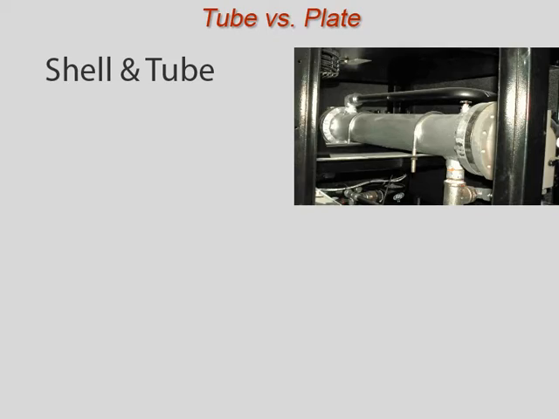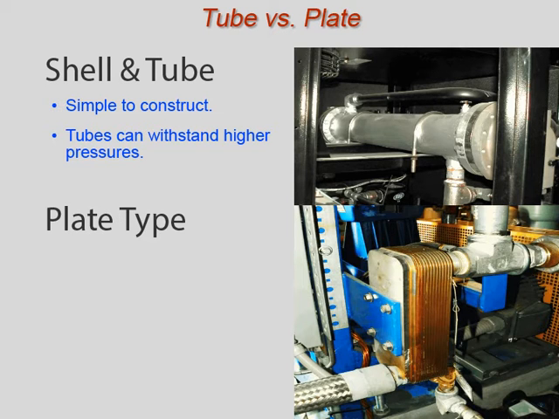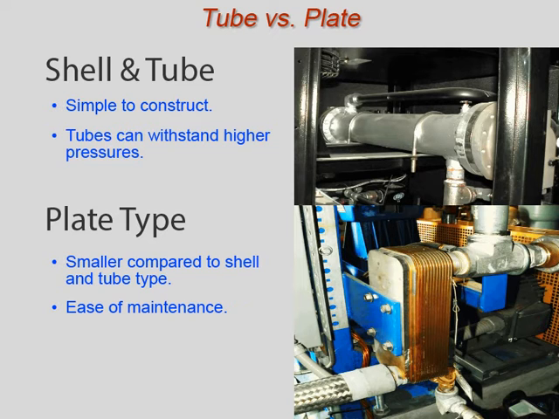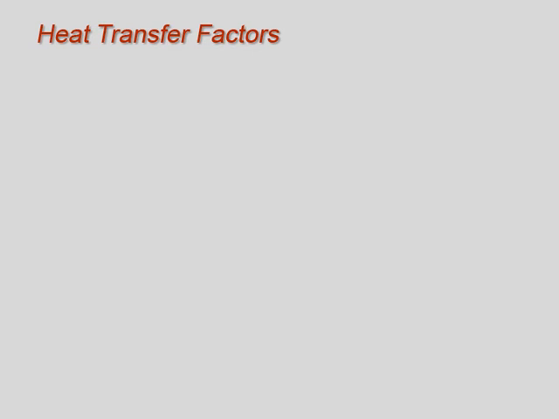Shell and tube heat exchangers still have two significant advantages over plate heat exchangers. They are simple to construct, and the tubes can withstand higher pressure than the flat, hollow plates can. The advantages of plate heat exchangers are small size and the ease of maintenance. A plate-type heat exchanger is capable of transferring more heat when compared to a similarly sized shell and tube heat exchanger. Several different factors can affect the heat transfer rate in a heat exchanger.